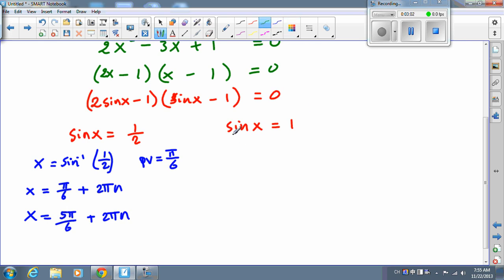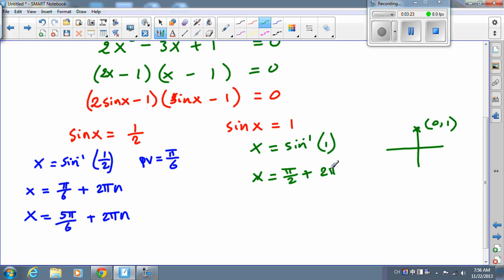Let's solve the second portion. Sine of x equals 1. That means x is equal to the sine inverse of 1. Well, 1 is located on the axis. For the sine to be 1, I need to be somewhere here, where the coordinates are 0, 1. So this one, I will say x is therefore equal to pi over 2 plus 2 pi n.